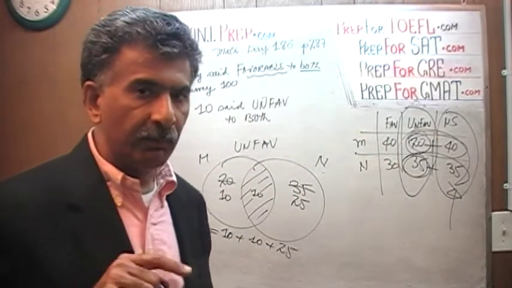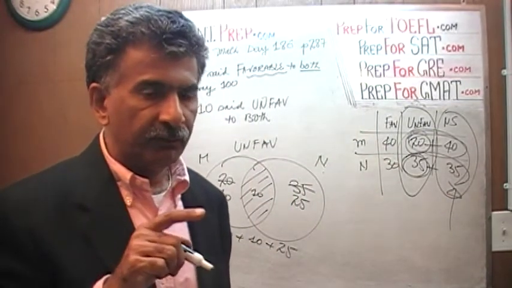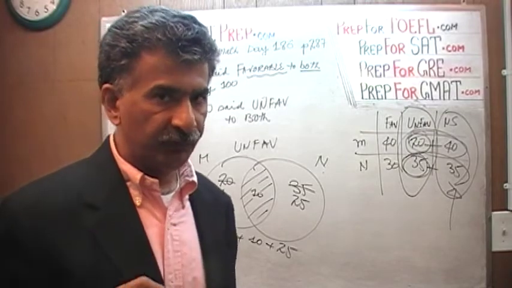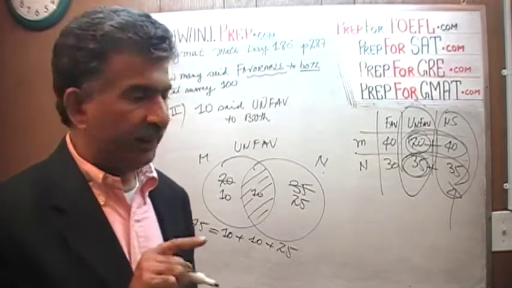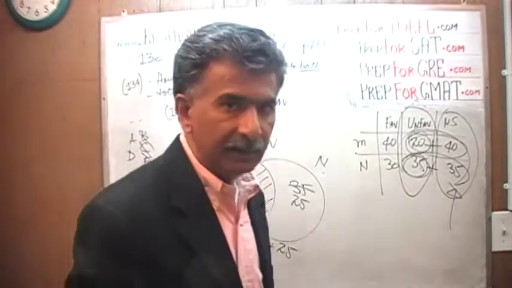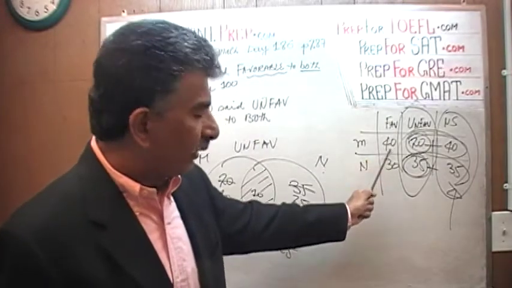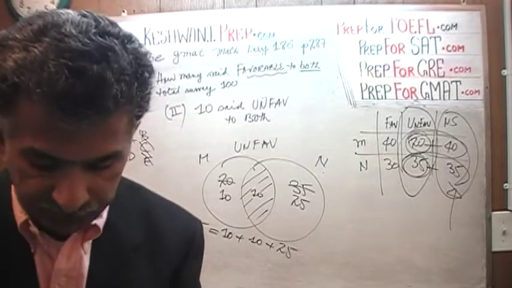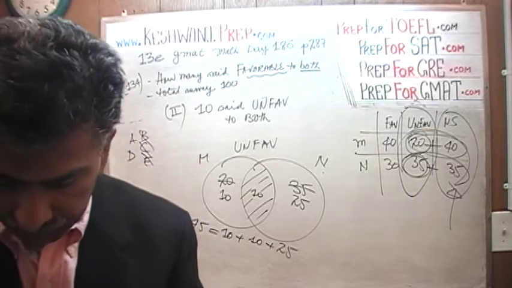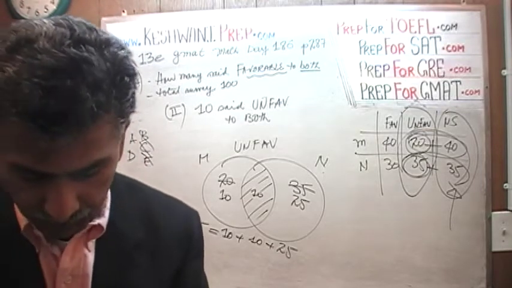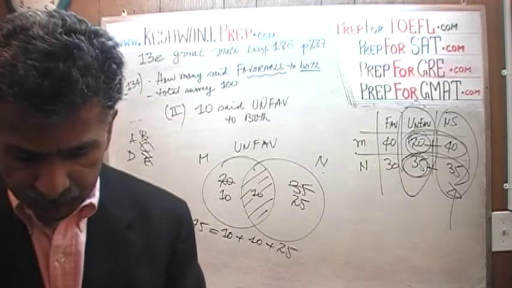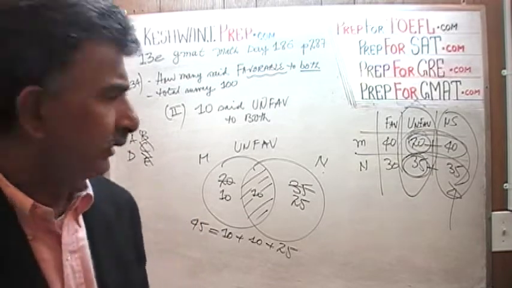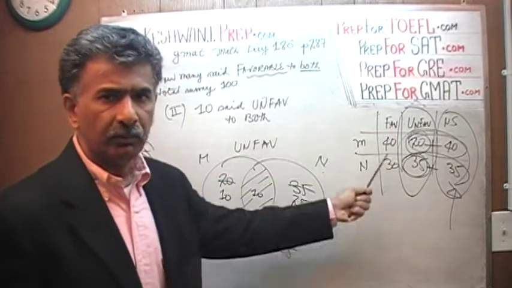So the reason why the first statement did provide us sufficient information is because we didn't have to worry about having each of these separately. They had given us how many people had unfavorable opinion right off the bat. They had separated that part for us to begin with. Let's see how they phrase it. It says 40 people did not respond favorable to either.